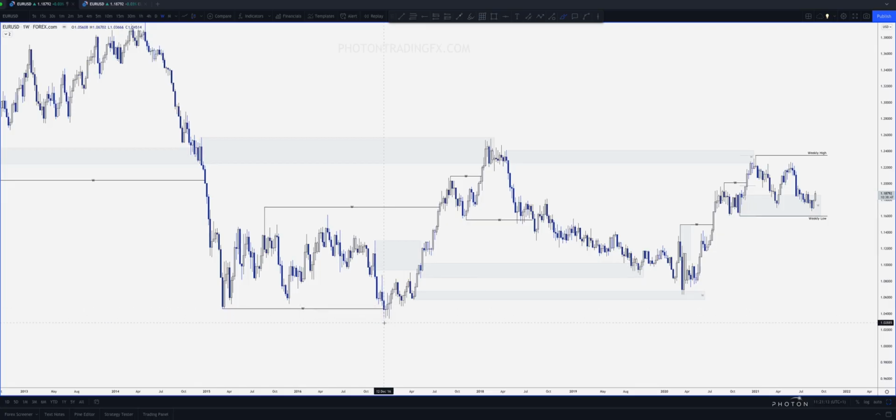And what do we know? Every time we tap into liquidity, we either get a pullback or a full-on reversal. So in this case, it does end up leading to a full-on reversal as buyers use that sell side liquidity to then fuel their move to push price back up to the upside.